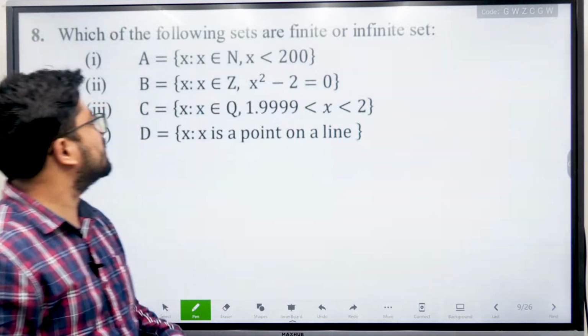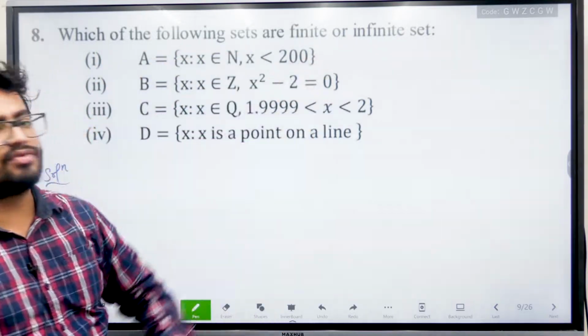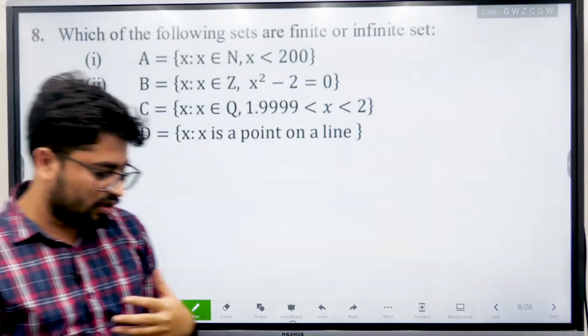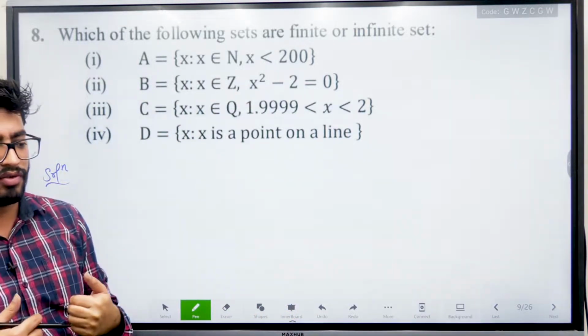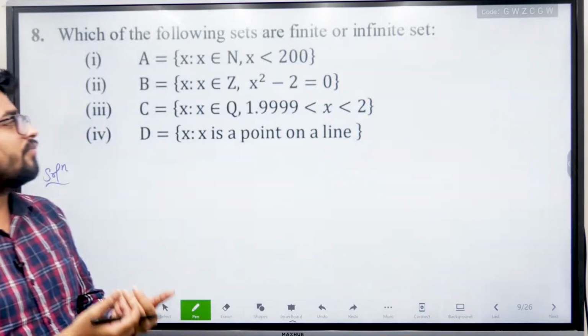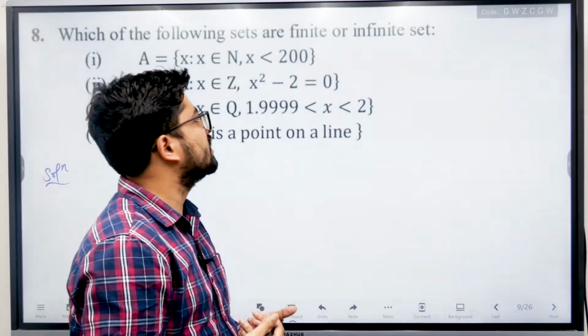Before that, which of the following sets are finite or infinite sets? Now you have to find whether your set is finite or infinite. Finite means your set contains a finite number of elements. If it contains infinitely many elements, then your set is an infinite set.